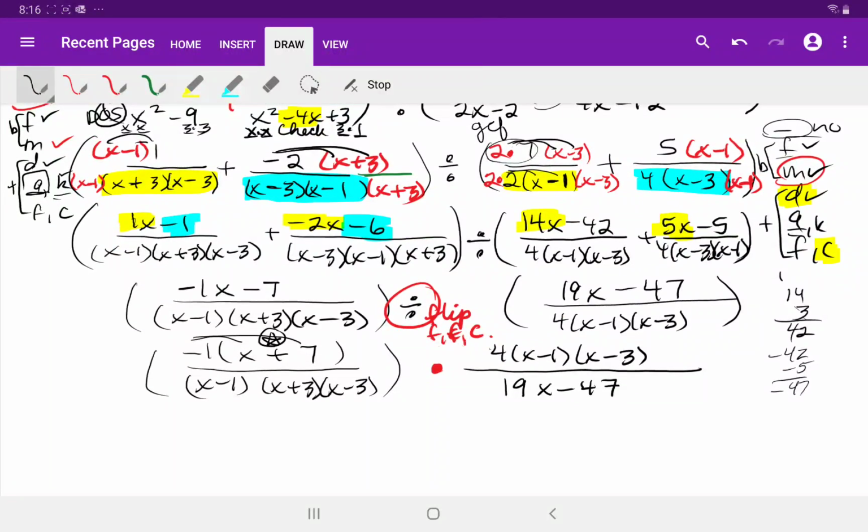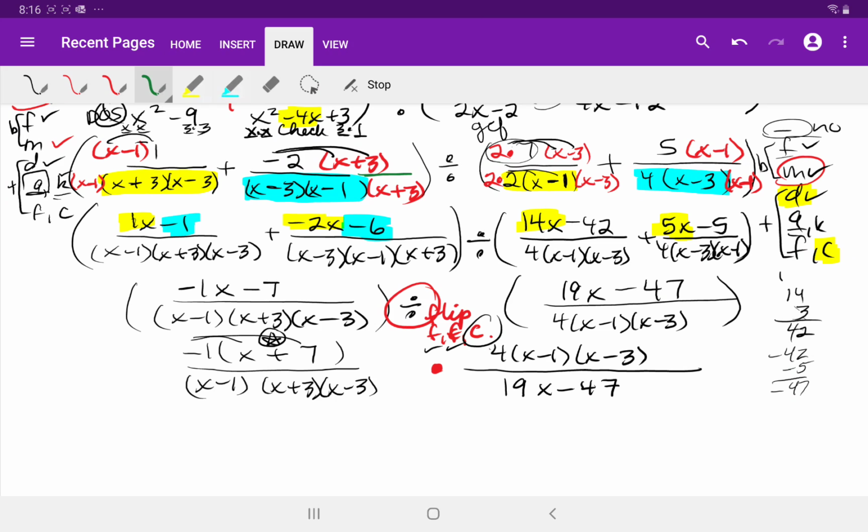And then you FFC, but I already F'd, so the only thing I have to do is C. So I'm going to erase these parentheses. I don't like those parentheses anymore. So now I'm multiplying, but everything's already factored, so I really only have to C. So what should I see? Make this green. What am I going to see?